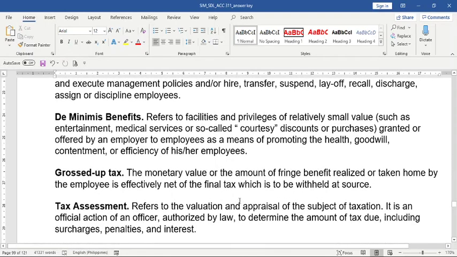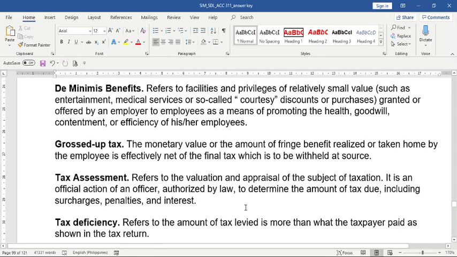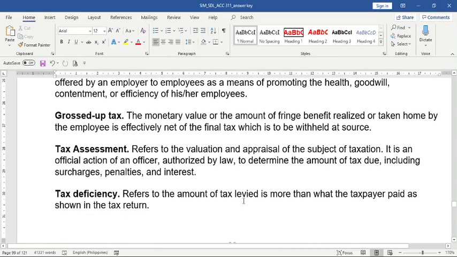We have also the gross up monetary value, or the amount of fringe benefit realized or taken home by the employee, which is effectively net of the final tax that is to be withheld at source. We have also the tax assessment and tax deficiency. Tax assessment refers to the valuation and appraisal of the subject of taxation. It is an official action of an officer authorized by law to determine the amount of tax due, including surcharges, penalties, and interest. This definition refers to unit learning outcome letter C regarding the tax administration of the BIR.